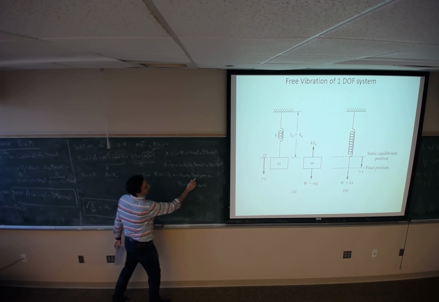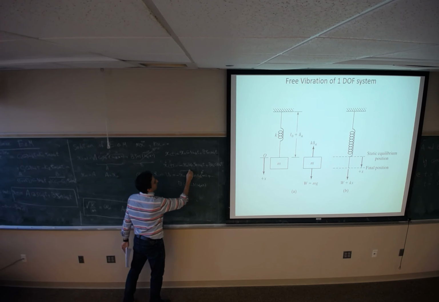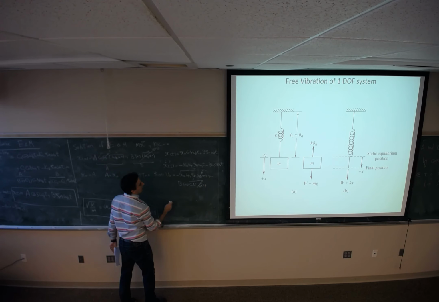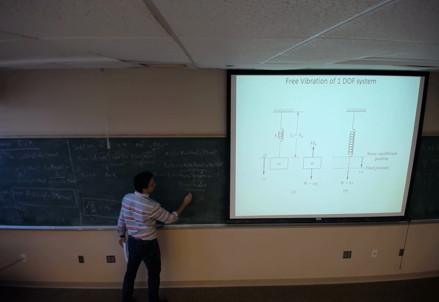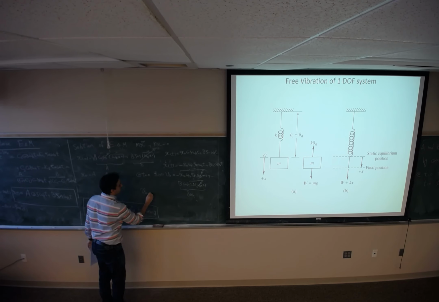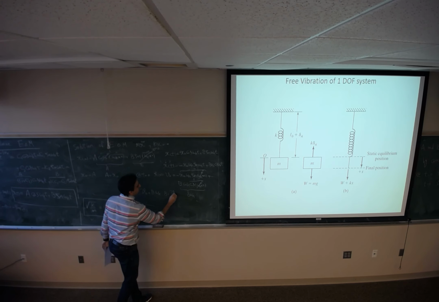Sine of 0 is 0. So whatever times 0 is going to be 0, so this term is gone. Cosine of 0 is 1. B times omega n times 1 is going to be omega n. So v naught would be b times omega n. So b would be v naught divided by omega n.